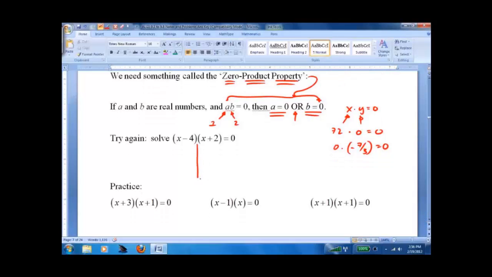So, here's how we solve. Break the problem in half. Like we just said, either one could be equal to 0, so we do it twice. We say x minus 4 could equal 0. Solve it. And as you get better at these, you won't have to go through this whole process. You'll know what the answer is before you get there. Or we could say x plus 2 equals 0 and solve it. So our answers are either negative 2 or 4. Either one works.